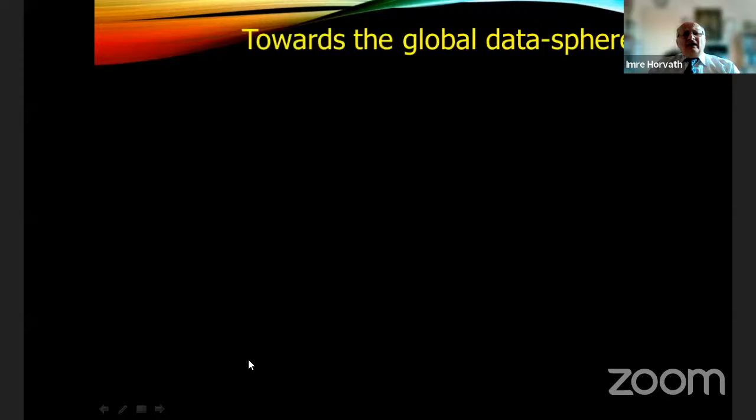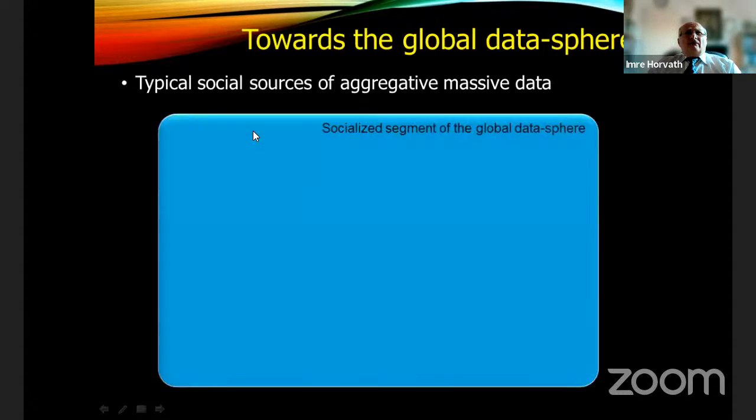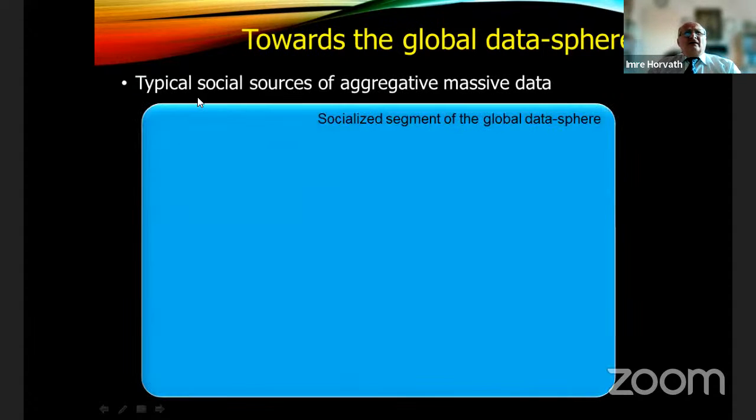So in the process of implementing this global data sphere, and obviously it is also developing naturally, in a sense it is a socio-technical system. Different typical technical and social sources of massive data should be identified.